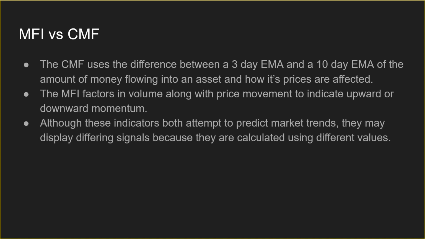Now, although these indicators both attempt to predict price market trends and prices, they may display different signals because they're calculated using different values. And this is really where we start to see the differences between them. With the CMF really focusing on the 3 and the 10-day EMA of the amount of money flowing into the asset and how its prices are affected, whereas the MFI focuses primarily on volume with price movement to indicate upward or downward momentum.